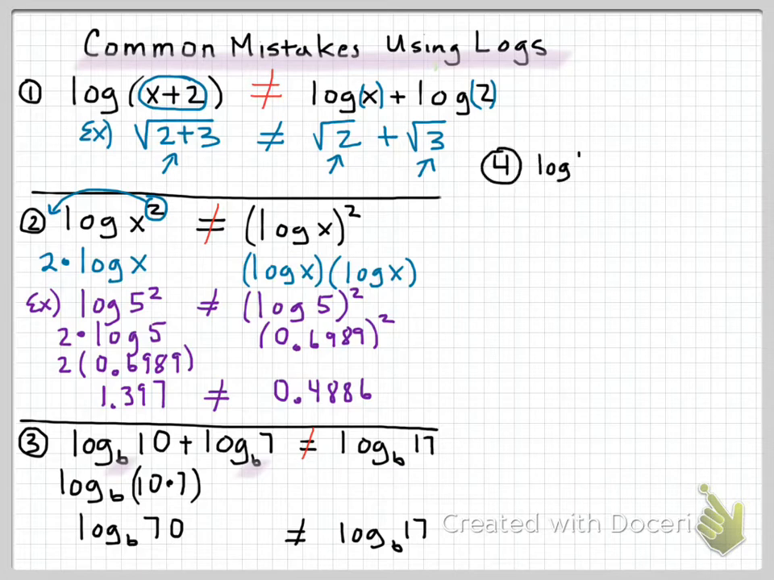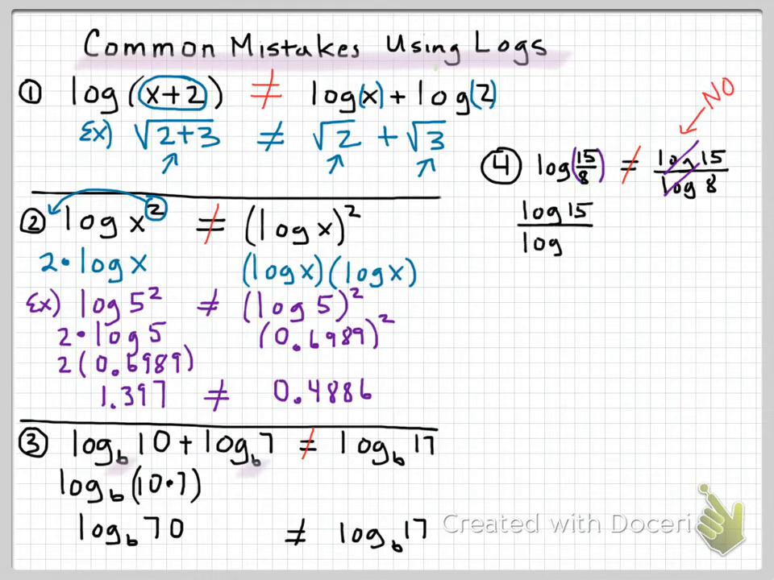All right, moving on to number 4. I see this a lot. For example, the log of 15/8. People might rewrite that as the log of 15 over the log of 8, which is definitely not something that you can do. And I often see people trying to cancel out the logs, and that's also not a thing. So none of those are good things to do. So remember, 15/8 is actually inside of the log.